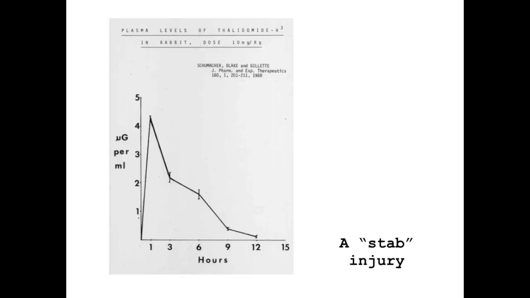Thalidomide's pharmacokinetics are critical to this discussion. And what you need to know is that on contact with fluid, thalidomide hydrolyzed into any of 12 products of hydrolysis, none of which was teratogenic. It was the parent molecule that actively damaged the embryo. And here it is in the bloodstream after ingestion at 0 time, reaching a peak in the blood at 1 hour after swallowing and a half-life at 3 hours. This is a stab injury to the embryo.